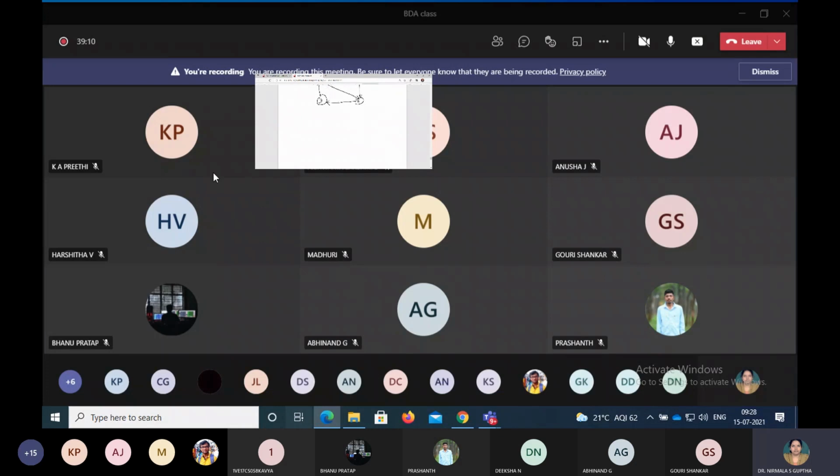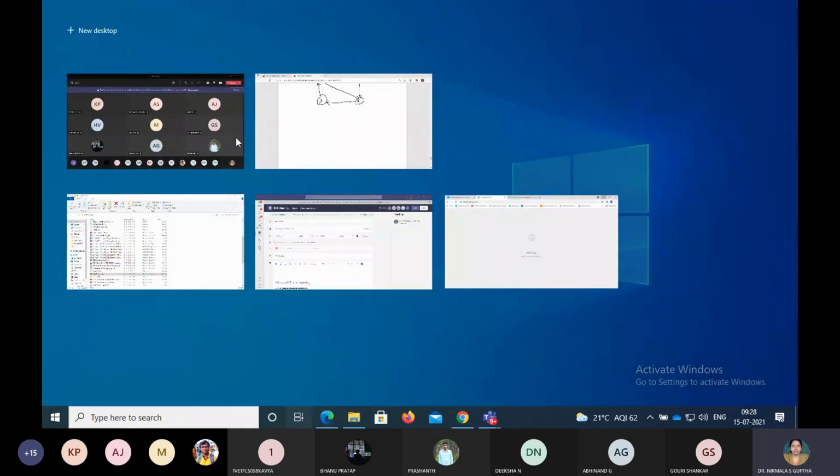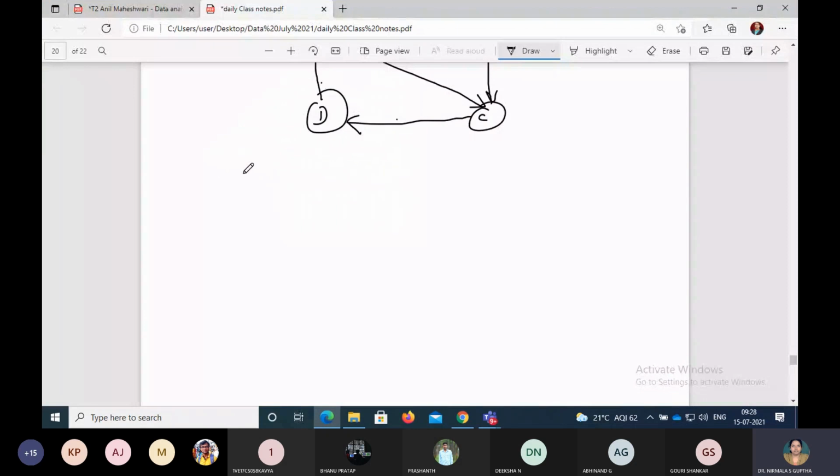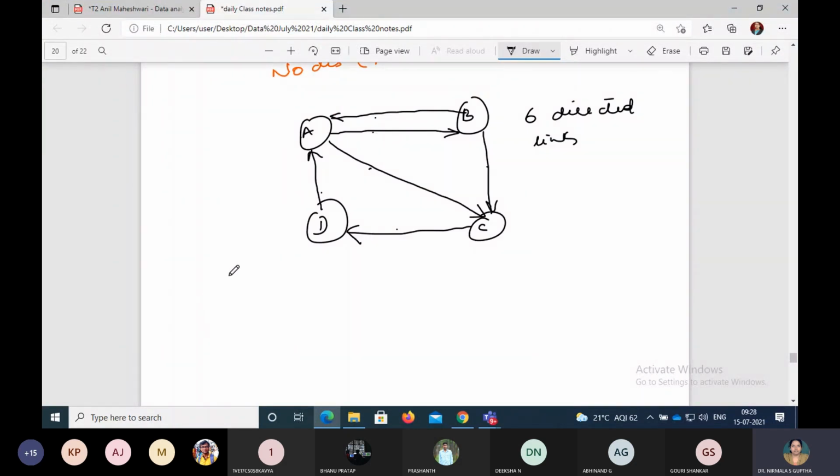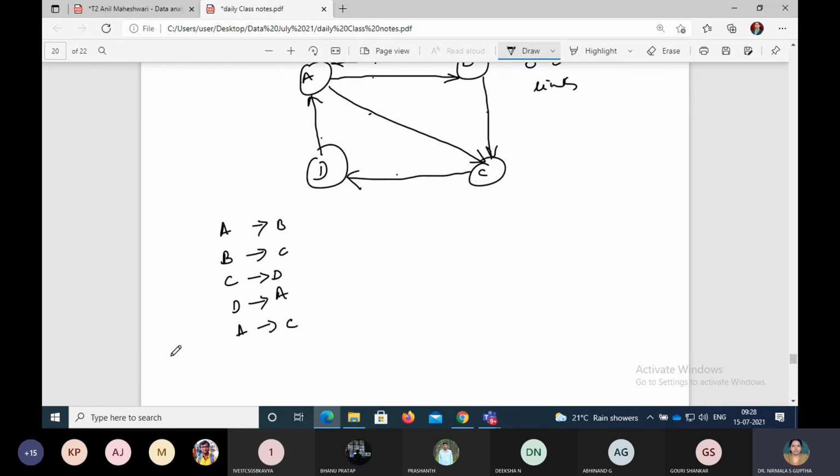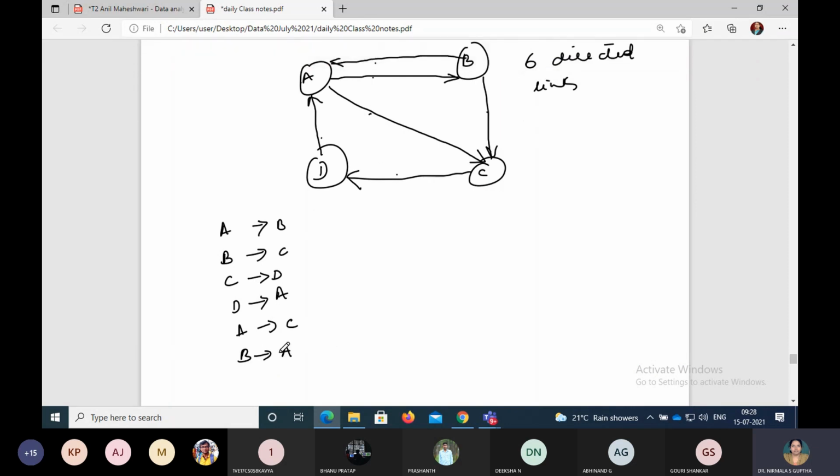Okay, so here let us note it down. What are the links which are there? A to B, there is a link from A to B, and we go sequentially. So A to B, we are in B. So B to C, C to D, then D to A, and from A to C. Then finally B to A. So these are the links which we got here.